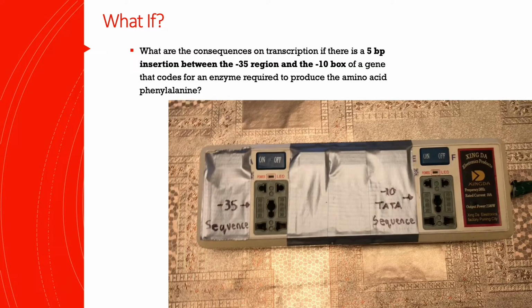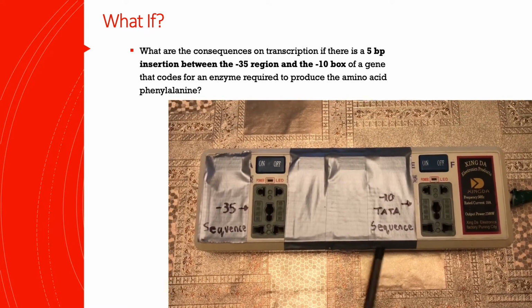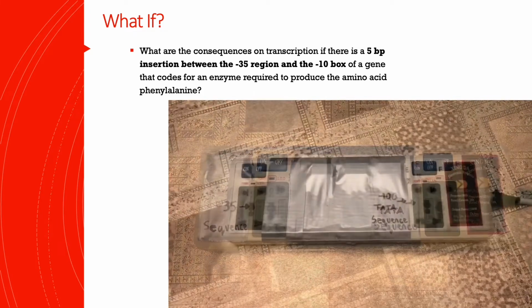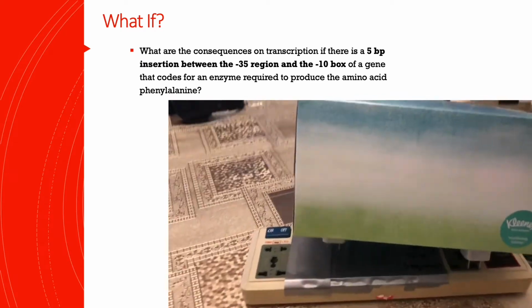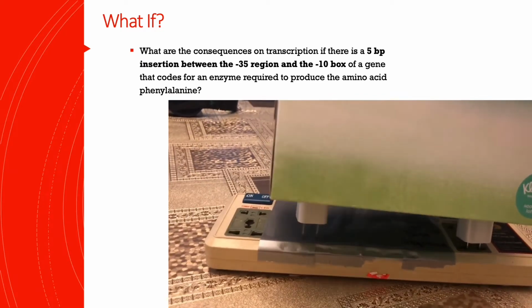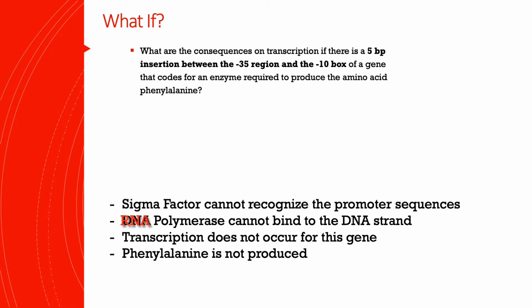Here we have a question about a 5 base pair insertion between our 2 consensus sequences and its impact on a gene that codes for an enzyme required to produce the amino acid phenylalanine. Let's add 5 base pairs between the -10 and the -35 sequences. Now let's bring in the sigma factor. So sigma factor cannot recognize the promoter sequence, RNA polymerase will not bind to the DNA, transcription will not occur for the gene, and phenylalanine will not be produced.